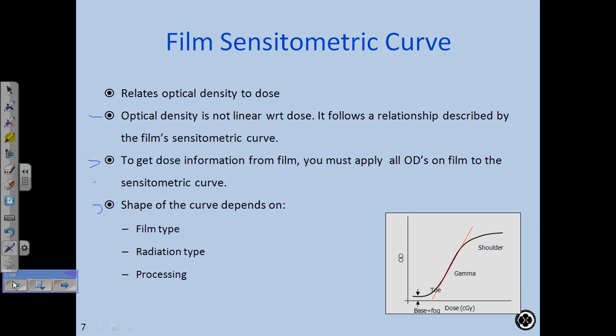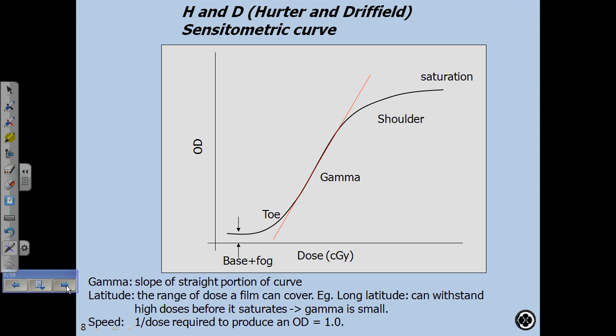So this is just a little picture, a big picture on the next slide. Okay, so how do we measure this? How and why and when. Okay, so why, we know why, because we want to convert optical density that we measure on the film to a value of dose. That's why we did the sensitometric curve. How do we measure it? Here's how I do it. People do it different ways.